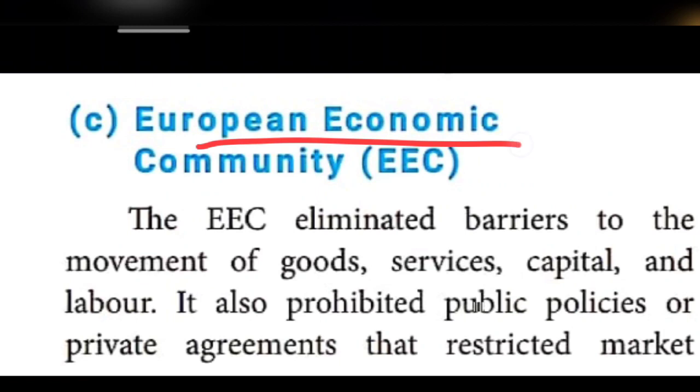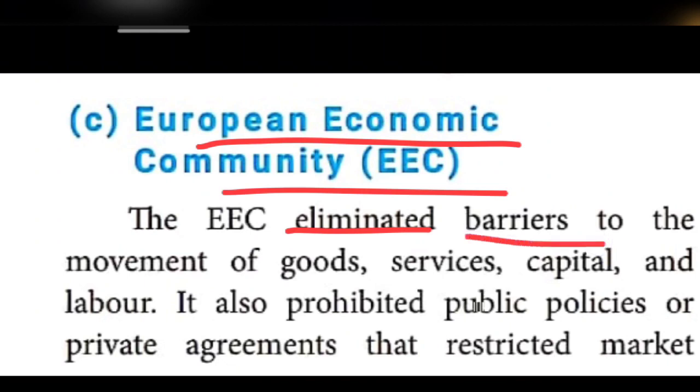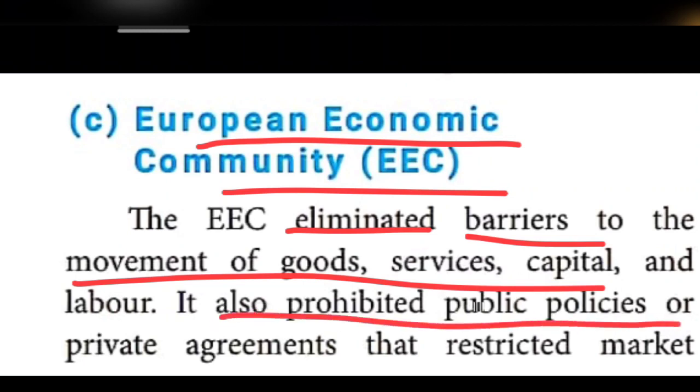Then the European Economic Community totally eliminated, totally abolished, the barriers to the movement of goods among the European countries. They can share their goods, commodities, services, capital and labor among themselves. So the barriers were all eliminated. Moreover, it also prohibited certain public policies; they were totally avoided, totally banned.